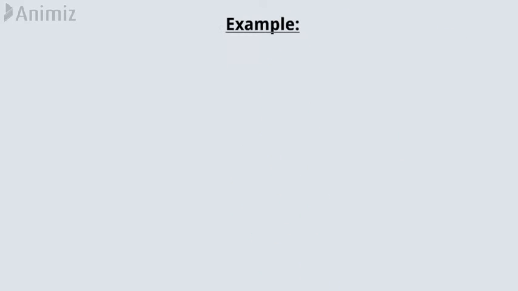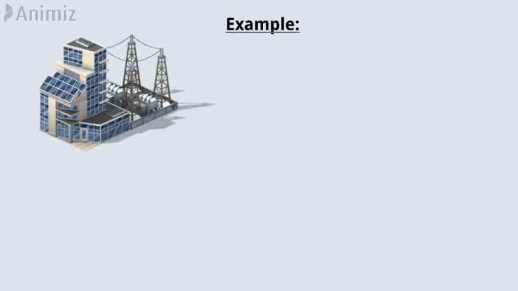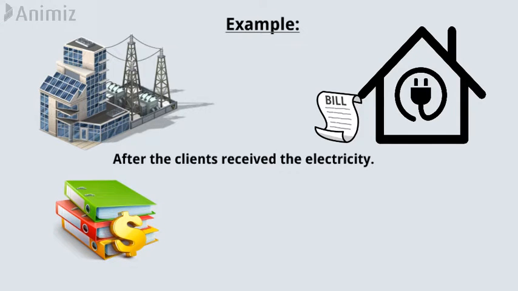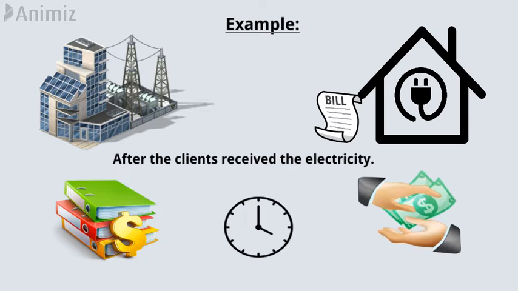An example of accounts receivable includes an electric company that bills its clients after the clients received the electricity. The electric company records an account receivable for unpaid invoices, as it waits for its customers to pay their bills.